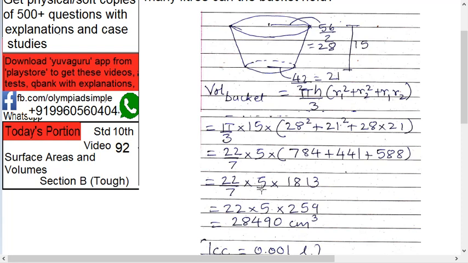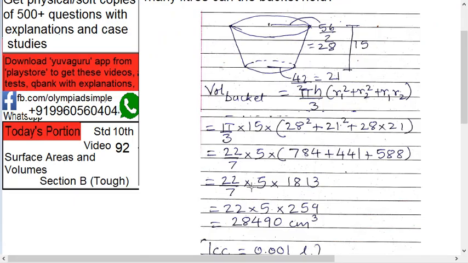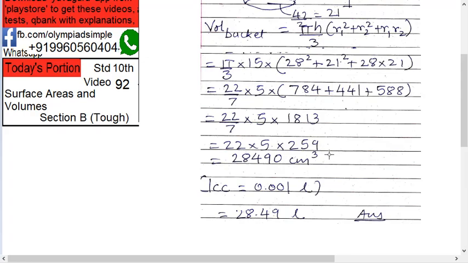So 22 upon 7 into 5 into 1813. Solve it. 28490 centimeter cube. Now this is in centimeter cube. But what we want is in liters. So you need to convert centimeter cube to liters.